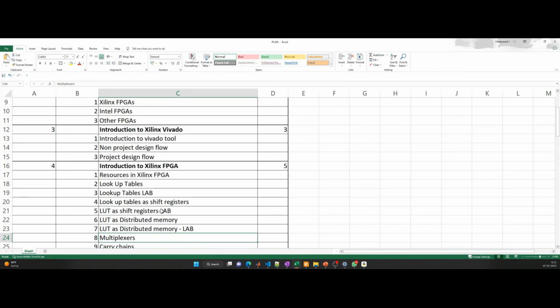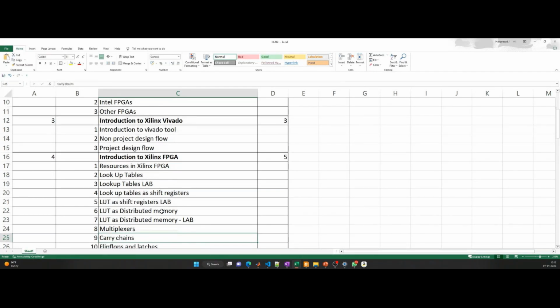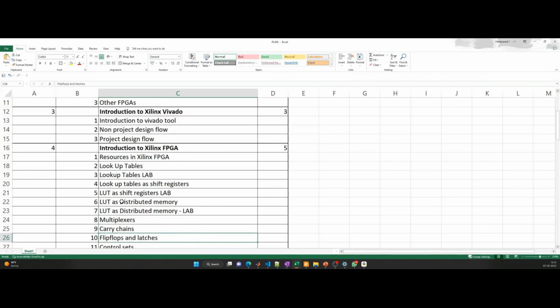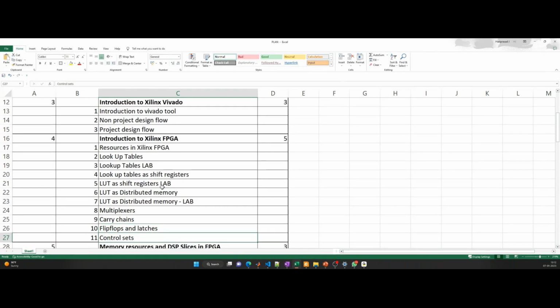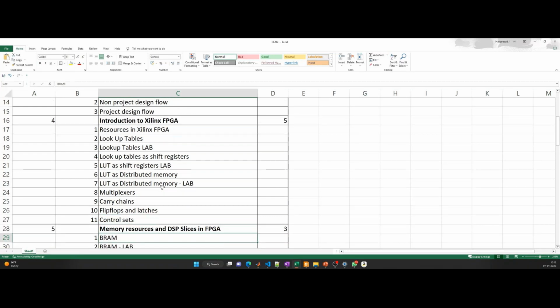Whenever I say a design, any digital design, just logic gates are not sufficient. We should also have some memories like block RAMs, Flash, all these things. So this lookup table can also be used as a memory. So that we will be discussing. How the flip-flops and latches will be inferred in the FPGA we will be discussing. Then what are the different memory resources available in the FPGA, that we will be discussing.